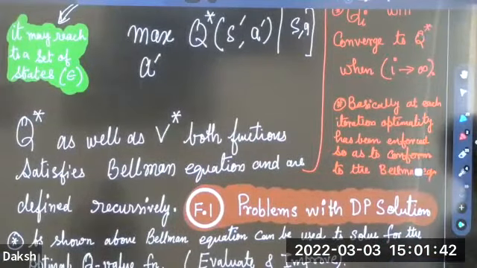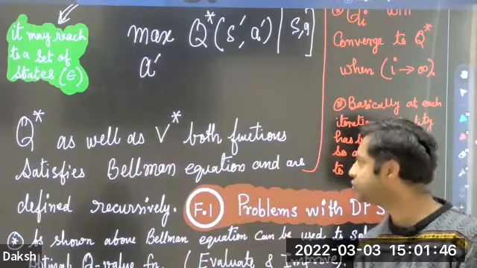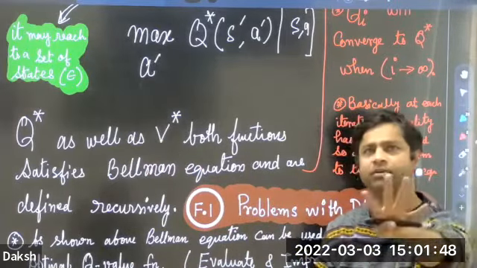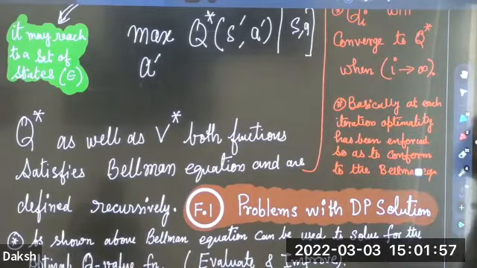And what we have shown, and why we have shown it, is that both of them, Q star and V star, are actually following the Bellman optimality, the max and so on. So it has been shown and proved that they follow the Bellman optimality, and you can solve it recursively.